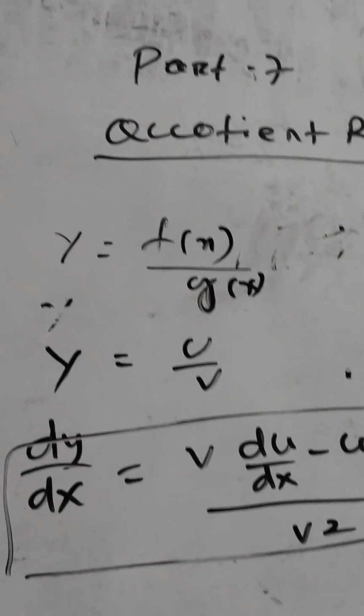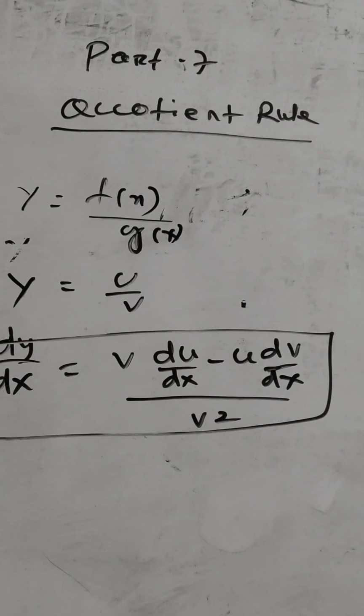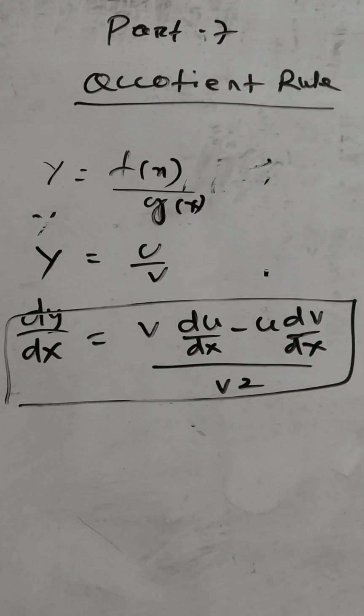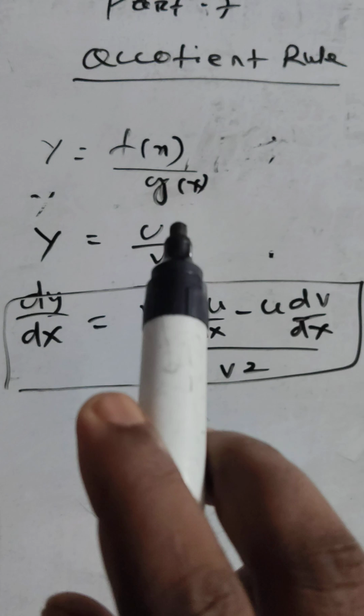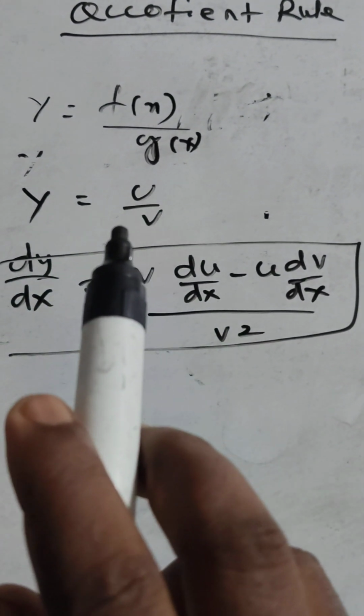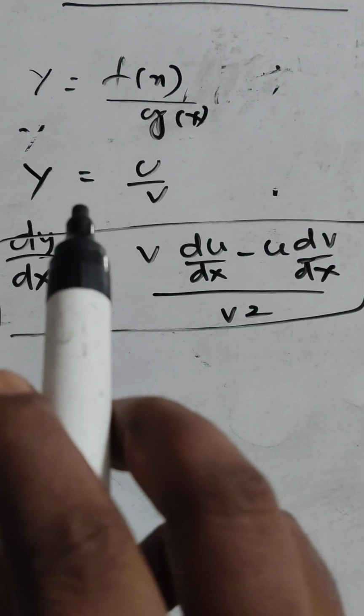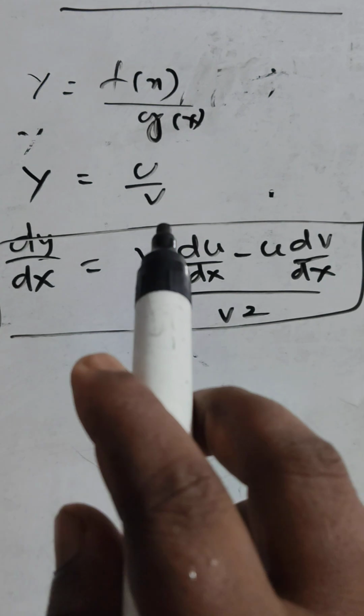Quotient rule. Part 7, quotient rule. Quotient means the division rule. Suppose y is equal to f(x) by g(x), where f(x) is one function and g(x) is another function. I have taken f(x) equal to u and g(x) equal to v. So y is equal to u by v.